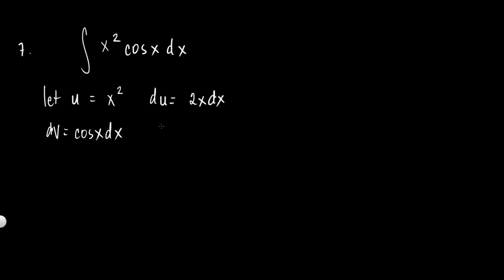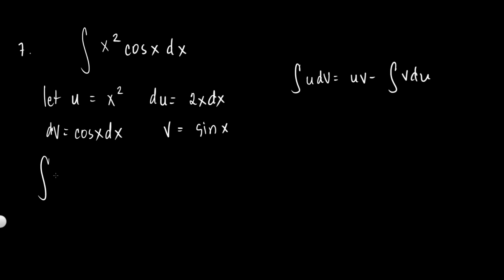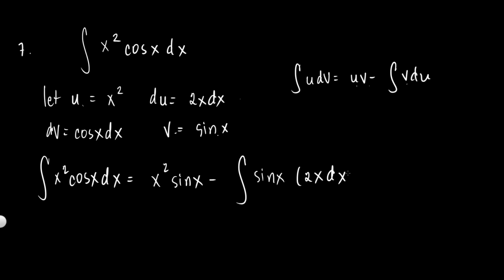Integrate both sides. So, v equals sine of x. Positive. Yeah? So, again, the integral of u dv equals uv minus the integral of v du. Okay. So, the integral of x squared cosine x dx equals uv, okay? So, x squared times sine x minus the integral of v du. So, sine x times 2x dx.